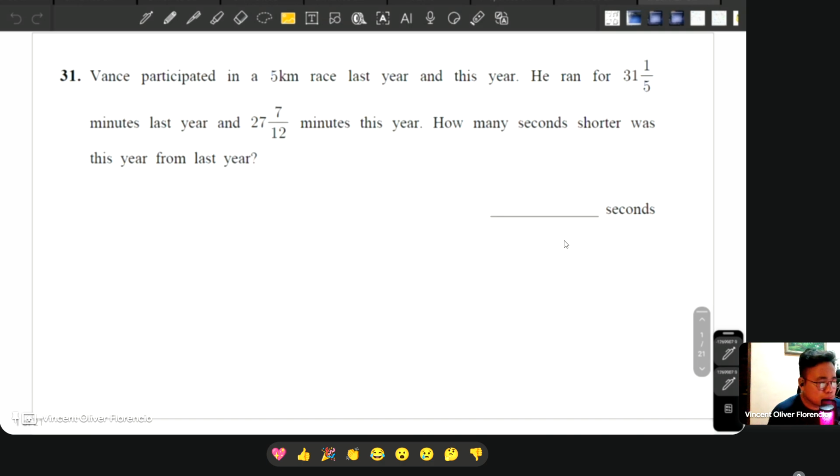Okay, so number 31 here. Juan participated in the 5 kilometer race last year, and he ran for 31 and 1/5 minutes last year, and this year he ran 27 and 7/12 minutes. The question here is how much shorter. So what you do is basic subtraction. What we will just do here is subtraction.